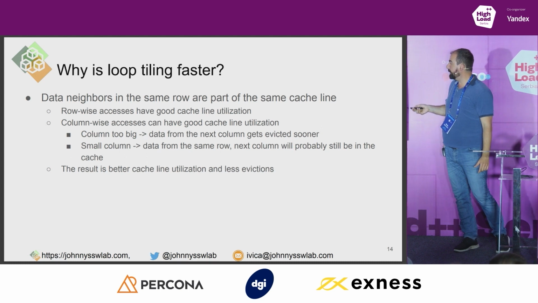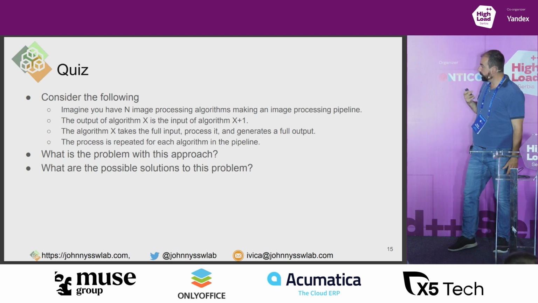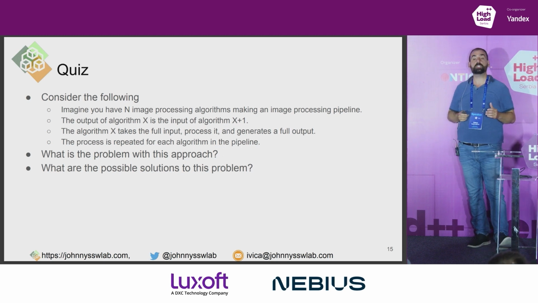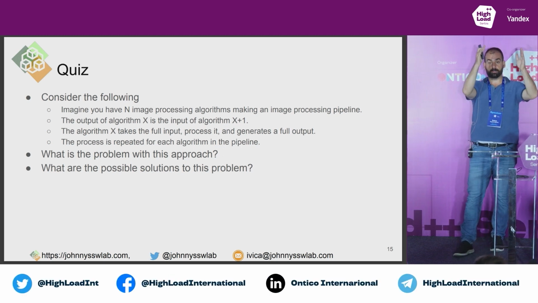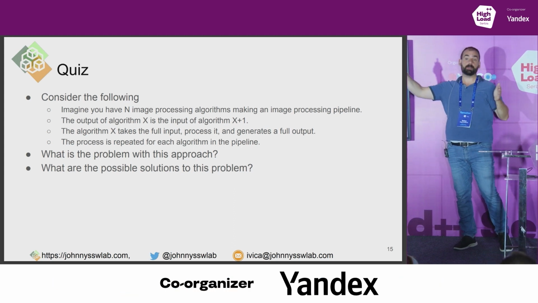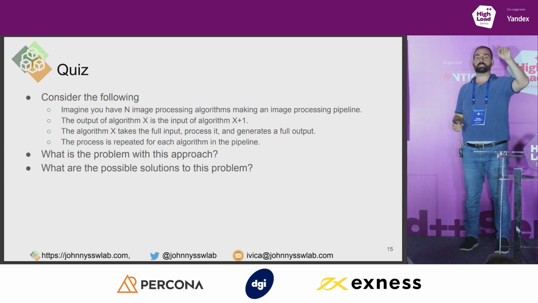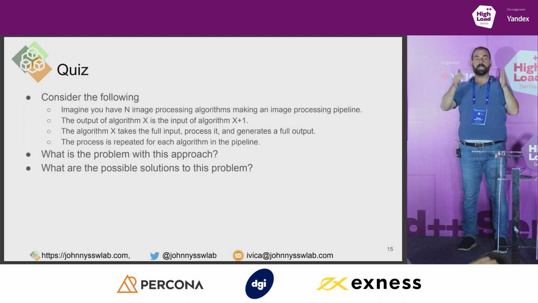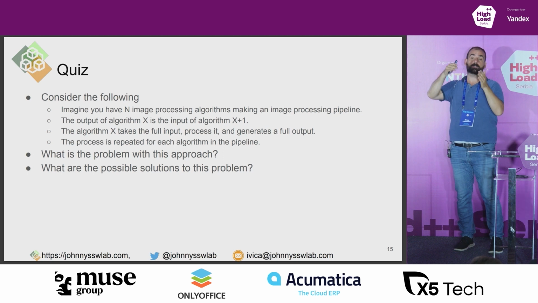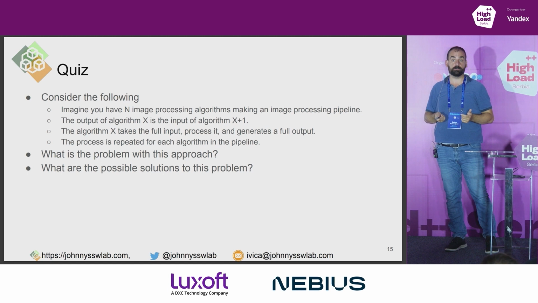So I explained why loop tiling is faster. Moving on. Originally this was a quiz, but we don't have time. Let's say you have n image processing algorithms: image processing algorithm 1, then algorithm 2, and algorithm 3, and so on. It's a pipeline of algorithms. The output of algorithm 0 is the input of algorithm 1, and the output of algorithm 1 is the input of algorithm 2. It's simple. The question is, this is memory inefficient.